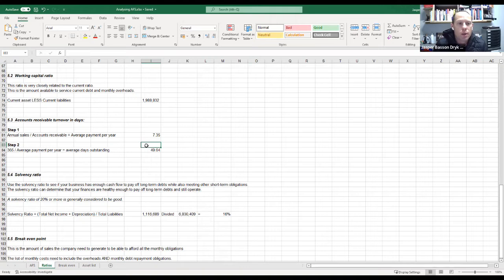But now, more importantly, I want to see the average days that my debtors are outstanding, because that's the figure I need to look at and see if I can decrease those amounts. So I immediately take the 365 and I divide it by the 7.35 to get the amount of days outstanding. So this company takes 49.64, so pretty much 50 days to collect their outstanding debtors every month. So in my opinion, not the best collection rate, but there's something that I obviously can look into trying to get closer to at least 30 days.